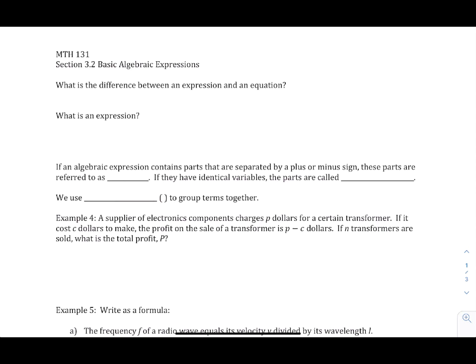In example 3.2, we're going to be looking at algebraic expressions. Now the difference between an algebraic expression and an equation is that essentially expressions don't have an equal sign. So what exactly is an expression?